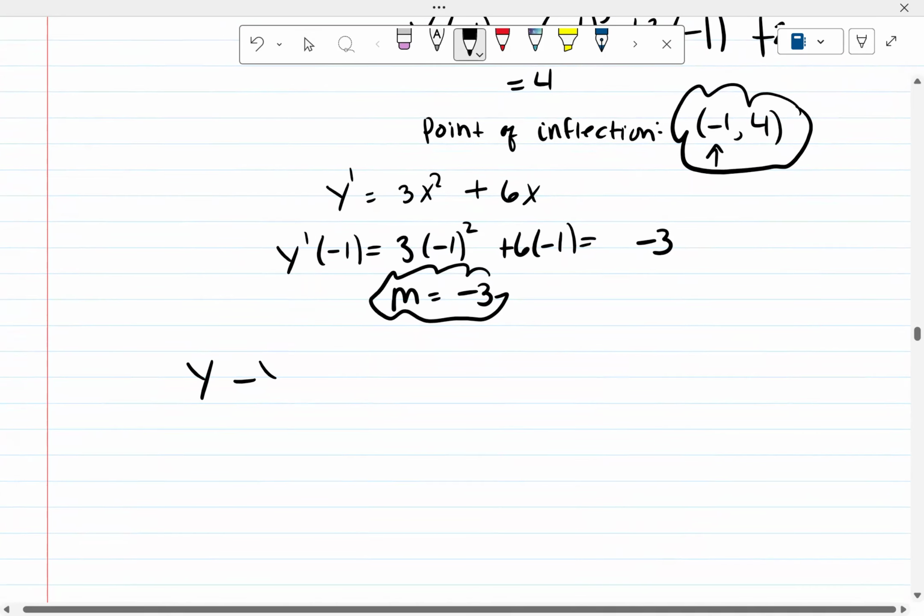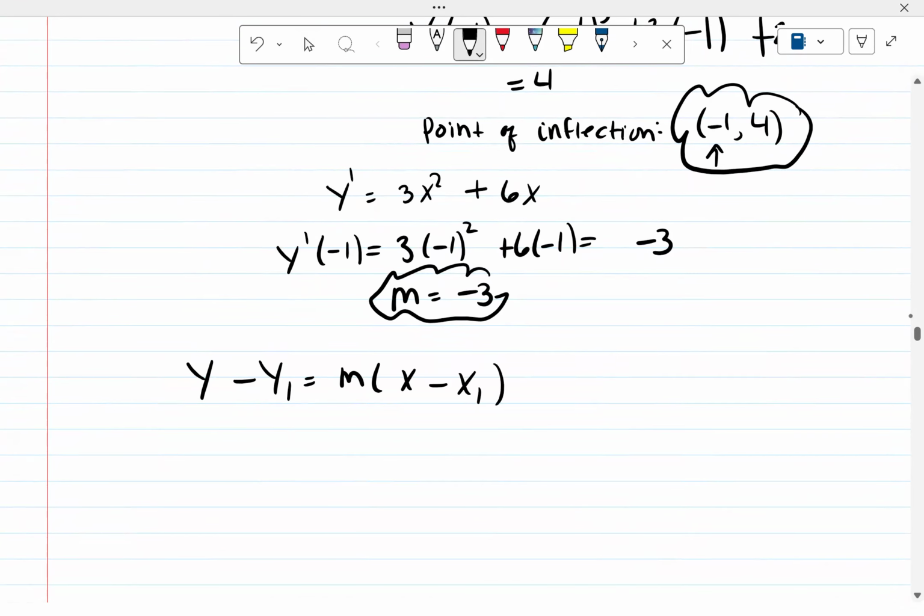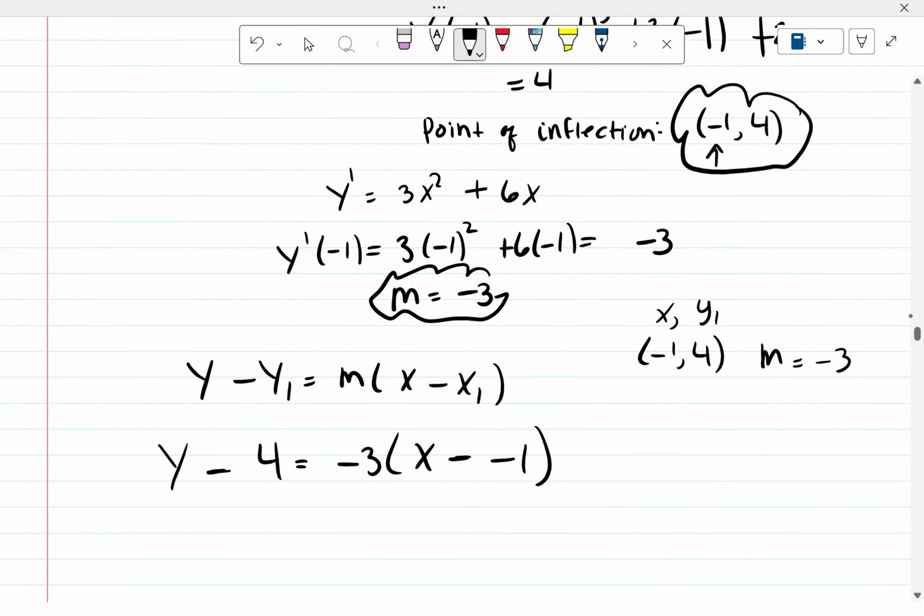Okay, so it's y minus y1 equals m times x minus x1. Okay, so the point was (-1, 4). My m was -3. So it's going to be y minus y1, just 4, and my m is -3. And then it's x minus x1, which is -1. So when you put it all together, you get y minus 4 equals -3 times, and then two negatives become positive, so that's x plus 1.